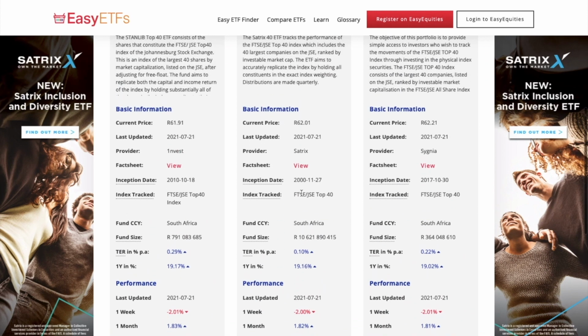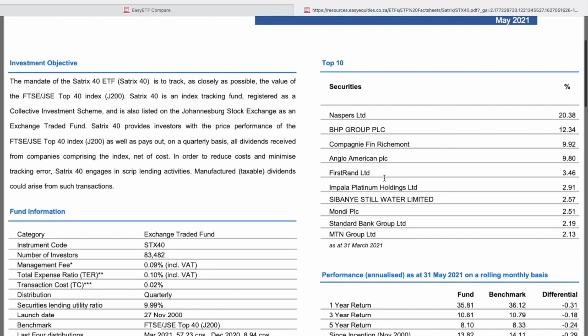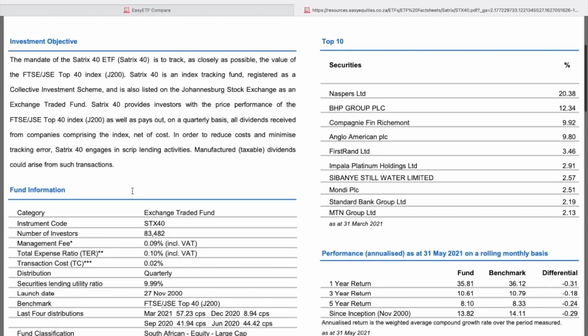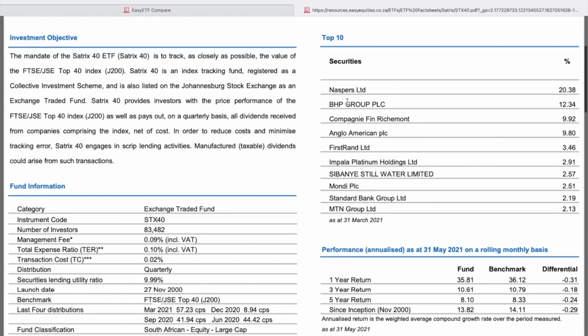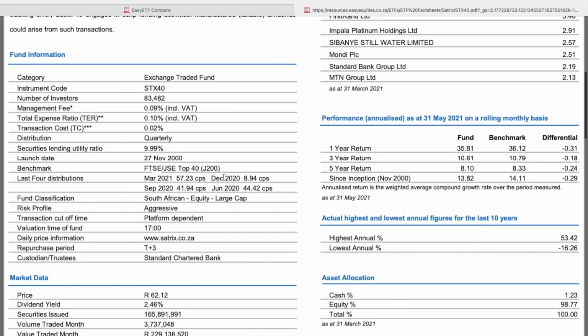So we can go to fact sheet. The fact sheet is also known as the minimum disclosure document. So we can see here the minimum disclosure document, or the MDD, and this will give us all of the information we need about the ETF. So it gives you the objectives of the investment, the top 10 holdings. Here we can see the top is Naspers, and then the fund information. It tells you when they pay dividends, which is the distribution. It gives you the total expense ratio, any other costs that you might incur.